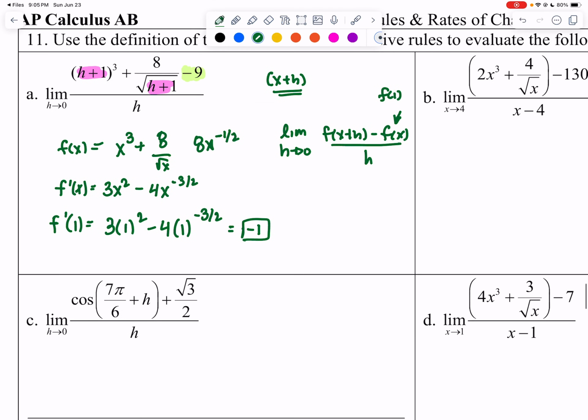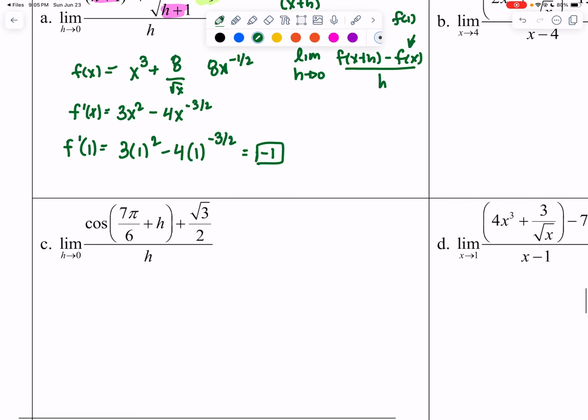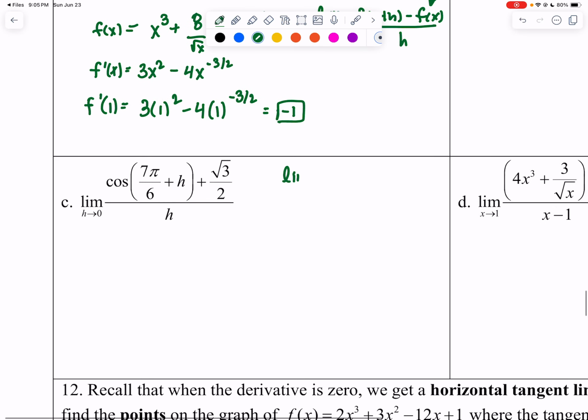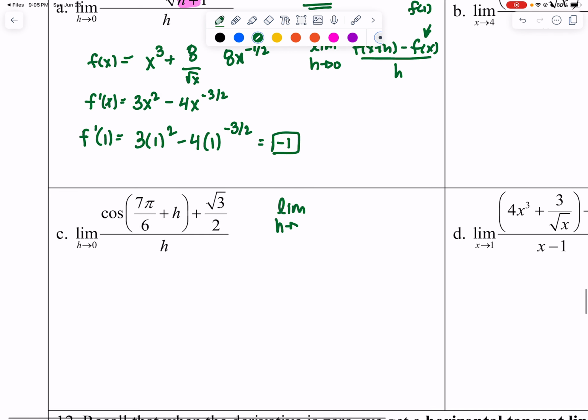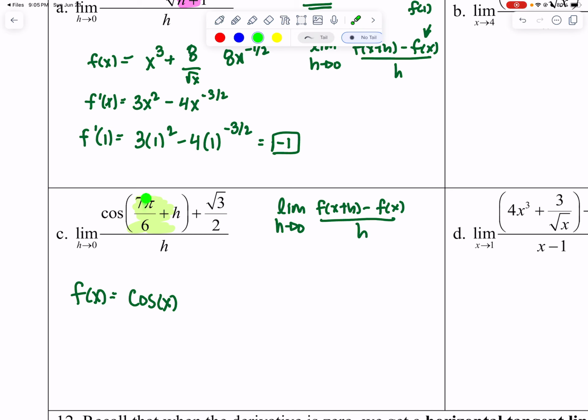All right, part C. Part C is the same thing. So here, I'm using the difference quotient. So the limit as h approaches 0 of f of x plus h minus f of x over h. Anytime I see an x plus h or something plus h, I'm going to replace it with x. So here, I have f of x being cosine of x. Notice how here my x value that I'm trying to find out is 7 pi over 6.